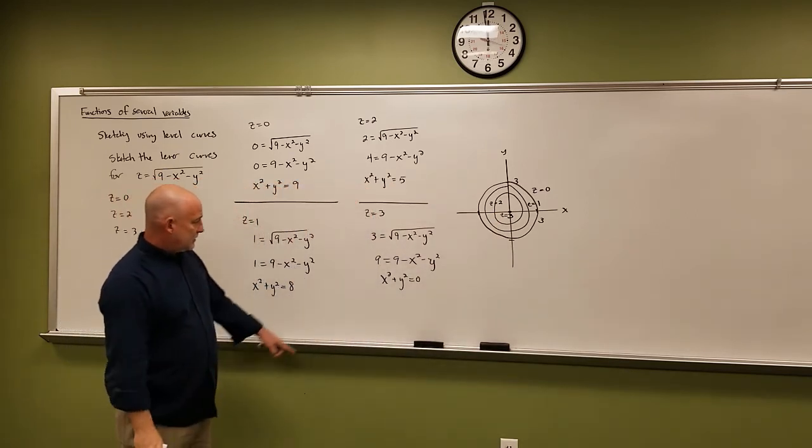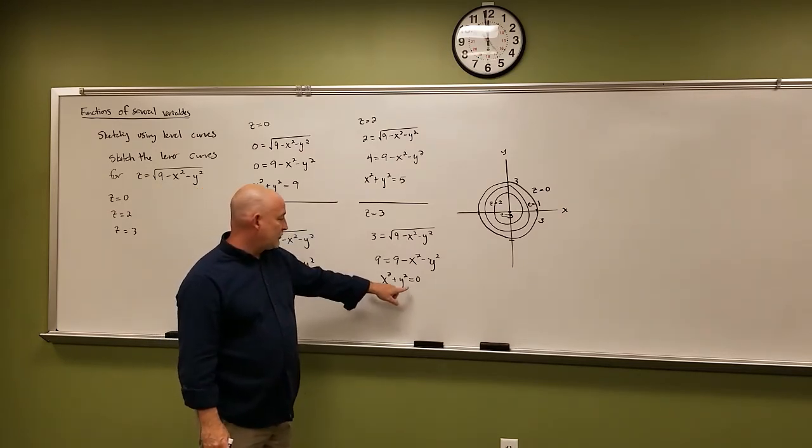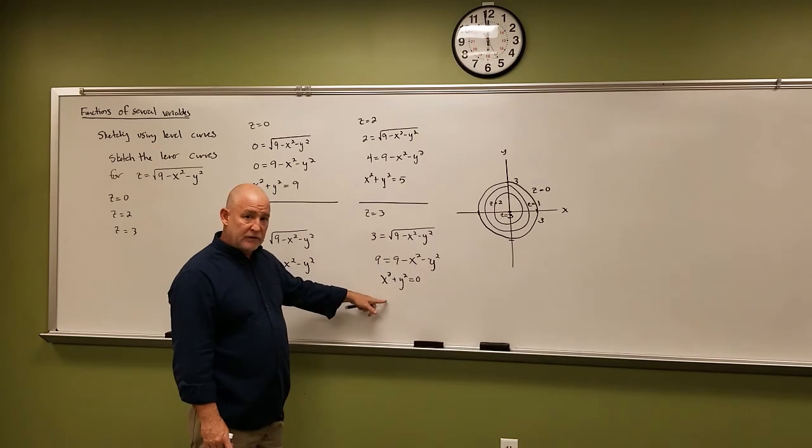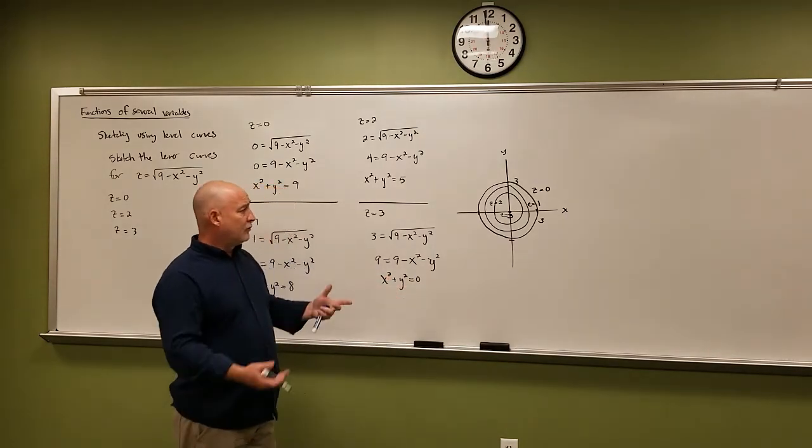Now you can kind of see what would happen if we did z equals 4. We'd have x squared plus y squared equals a negative number. Well, that doesn't make sense, right? That can't happen. You can't square two numbers, add them together, and get a negative. So the graph doesn't exist there.